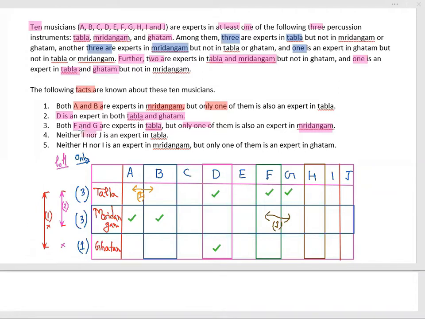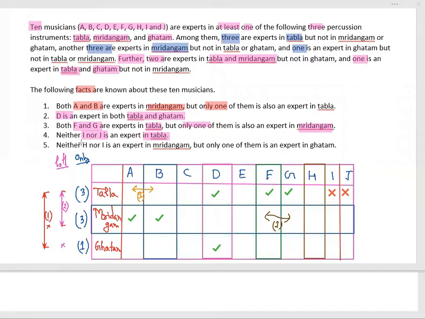Neither I nor J is an expert in tabla. For I and J, in the tabla part, I can put a cross mark. It is sure. Neither I nor J is an expert in tabla. Okay.